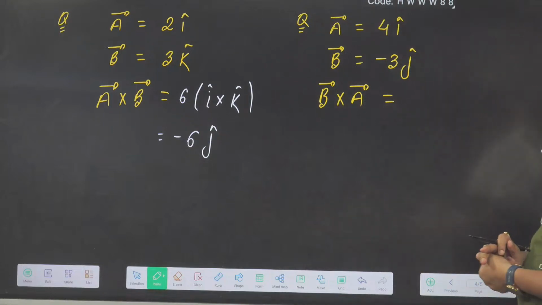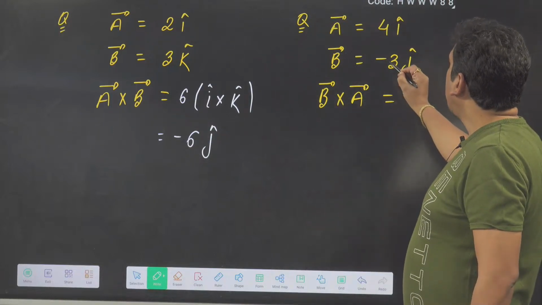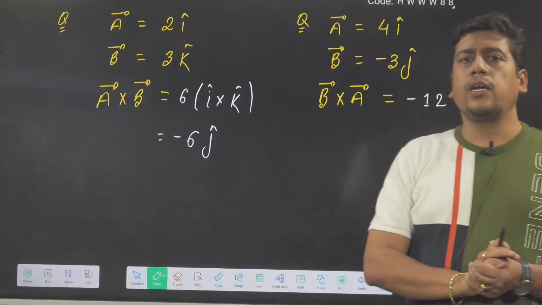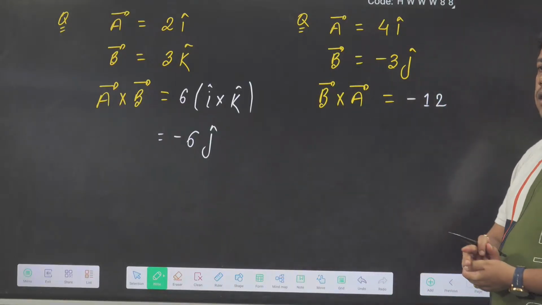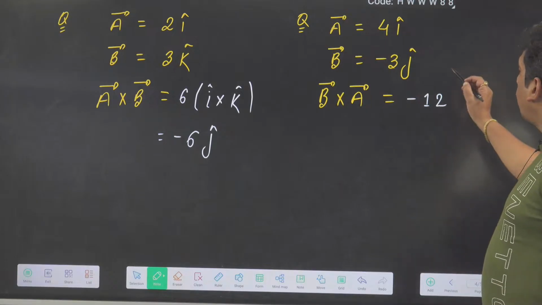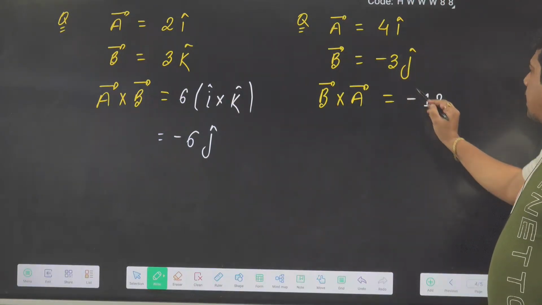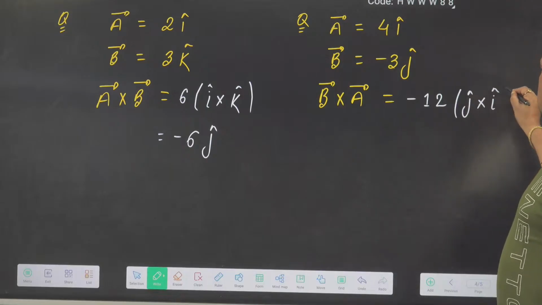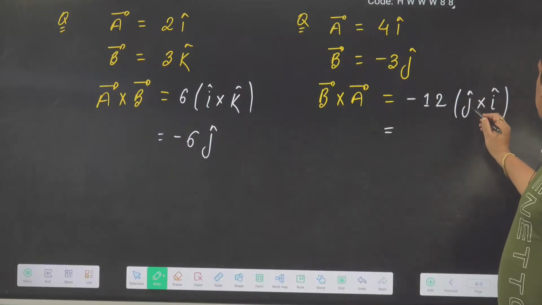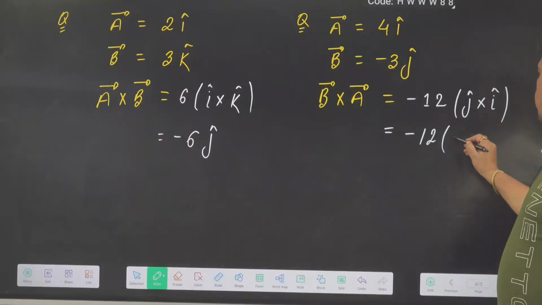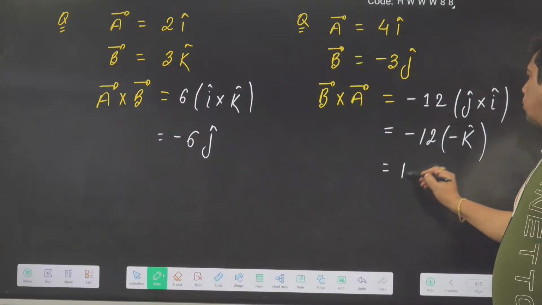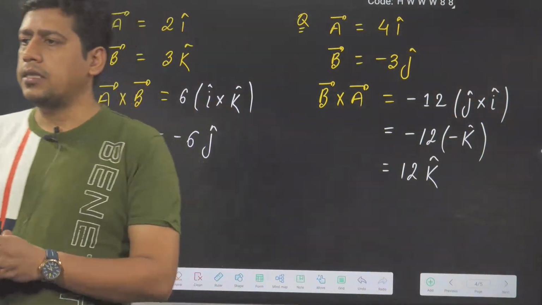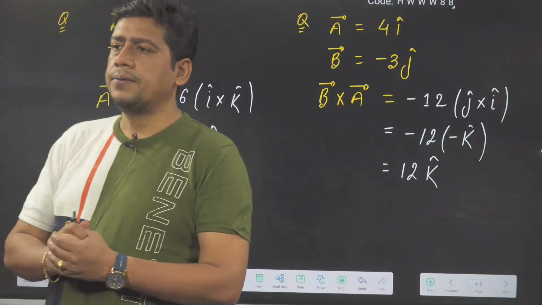The second one, B cross A. Minus 3 into 4 will be minus 12. Since minus I have already taken here, now I will do J cross I, because B cross A. J cross I is minus K. So minus 12 minus K cap, which you can write plus 12 K cap. Very good. Nice. ठीक है? आगे चले?